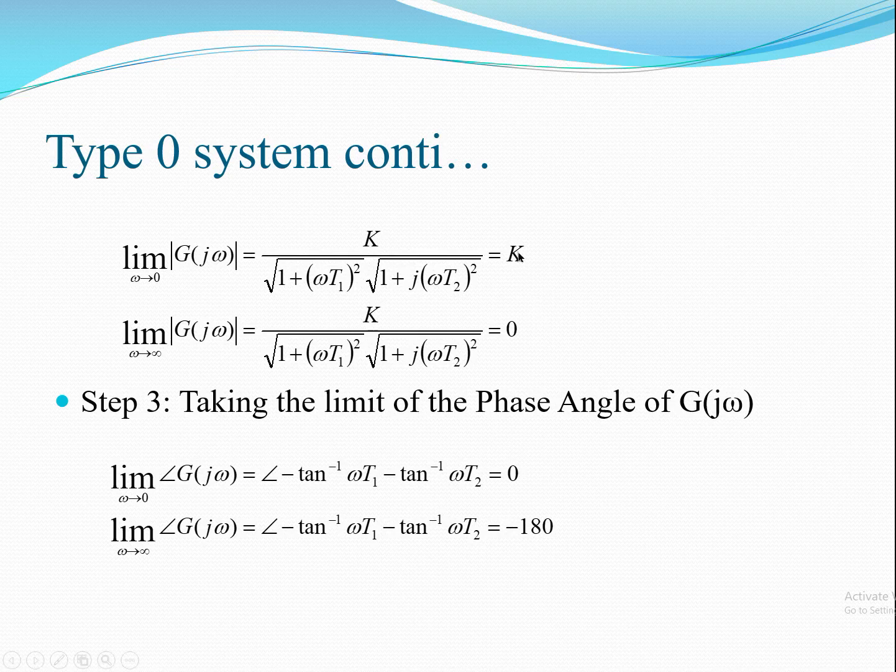So what have we got? The magnitude starting point is K. Why? Because omega is equal to 0 gives K, and omega equal to infinity gives 0. That means the starting point is K and the ending point is 0. The magnitude plot will start from K and end at 0. The phase angle will start from 0 and end at minus 180 degrees. So this thing we need to plot. We have got the starting and ending points for both the magnitude and phase angle parts.